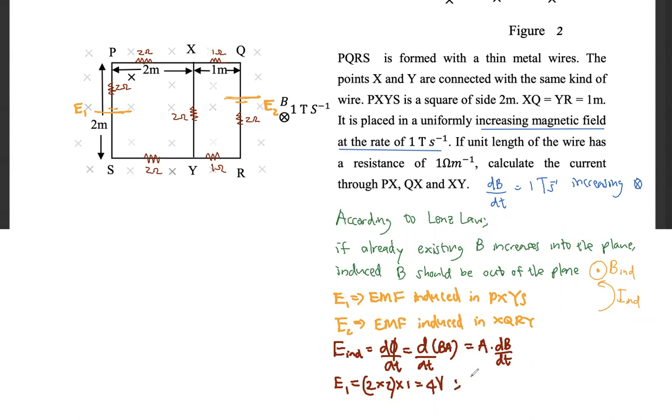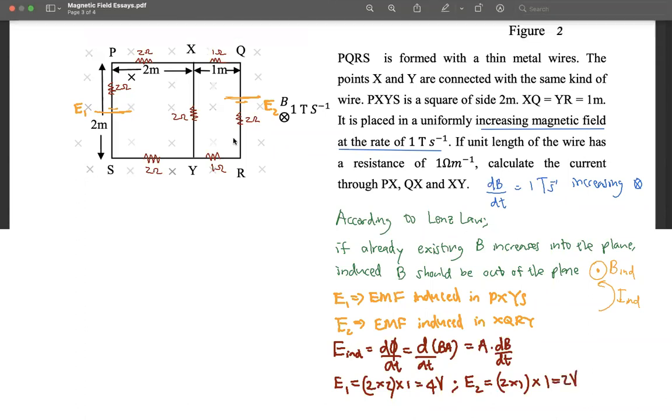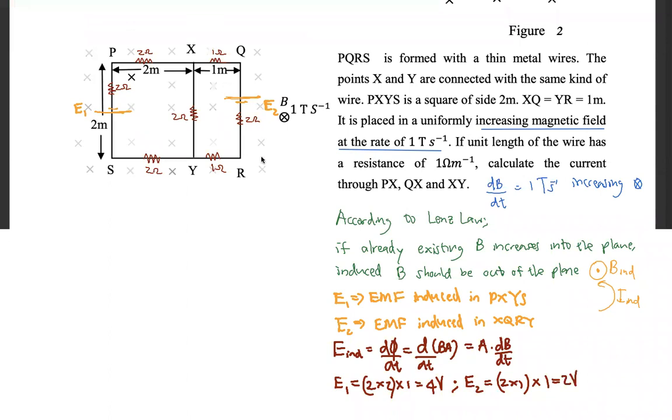And what is E2 then? Anyone? What is E2? E2 is going to be equal to 2 into 1 is the area, multiplied by 1 is the rate of change of magnetic flux density, that is going to be 2 volt. So now I have my EMFs and I have my resistors. E1 is 4 volt, E2 is 2 volt. I have my resistors and I have my batteries, EMF.